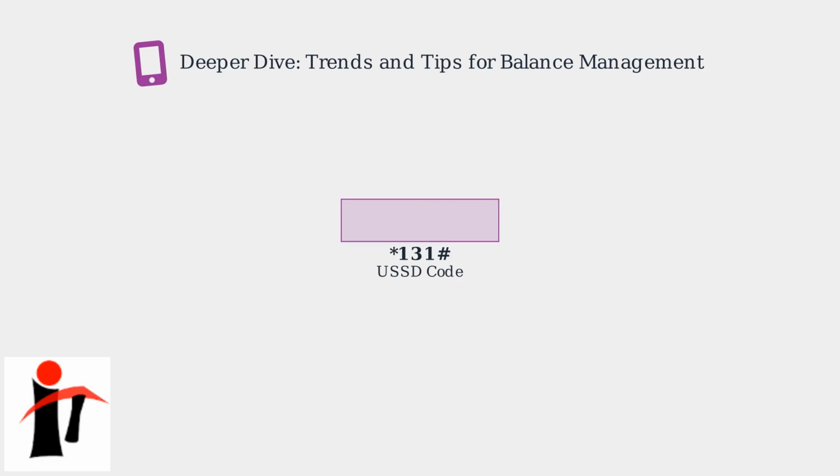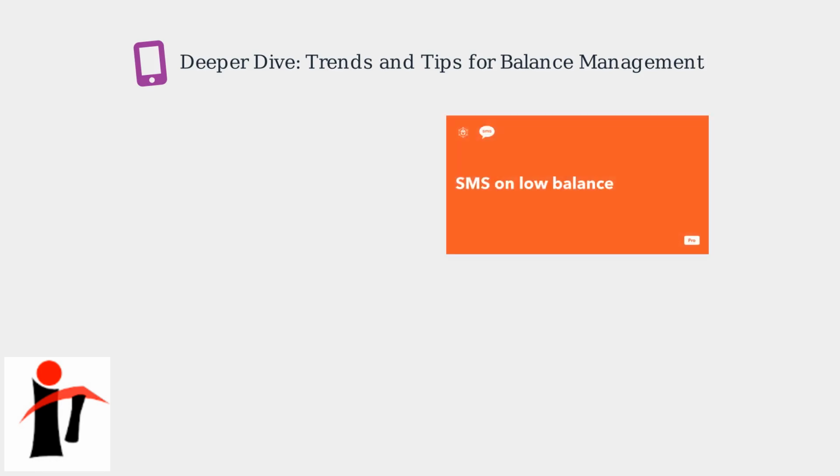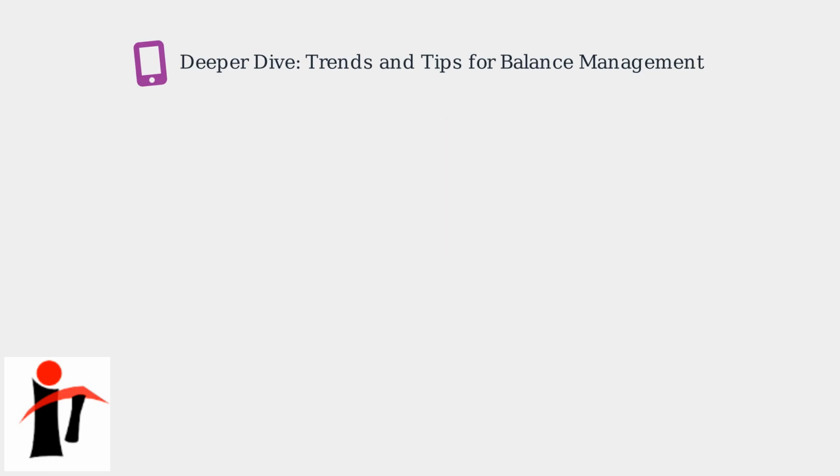Also, remember that USSD codes like 131 STAP are incredibly useful in areas with poor internet connectivity. Optus also sends SMS alerts for low balances to avoid surprise disconnections. For security, always use biometric login on the My Optus app and avoid sharing your account details. By 2030, expect fully automated balance management integrated into smart devices.